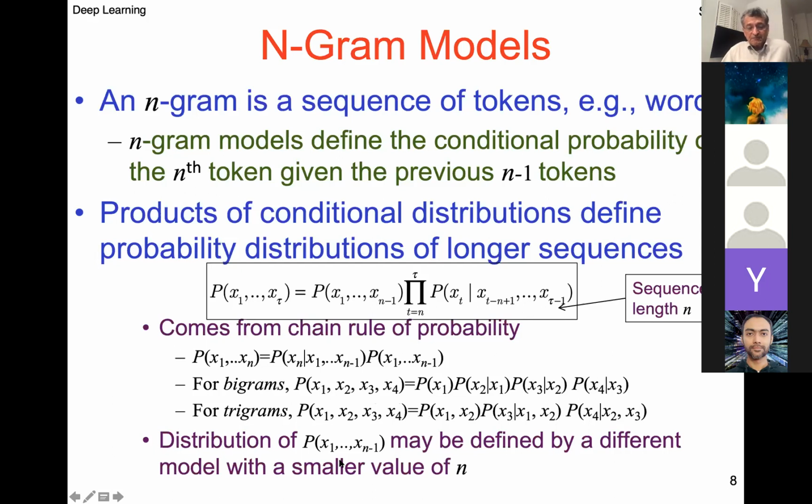So the distribution of P of X1 through Xn minus 1 may be defined by a different model with a smaller value of n. All right, so we can go about calculating the probability of any sequence as long as we have either unigrams or bigrams or trigrams, what have you. If you have calculated all of them, I can tell you the probability of any given sequence.